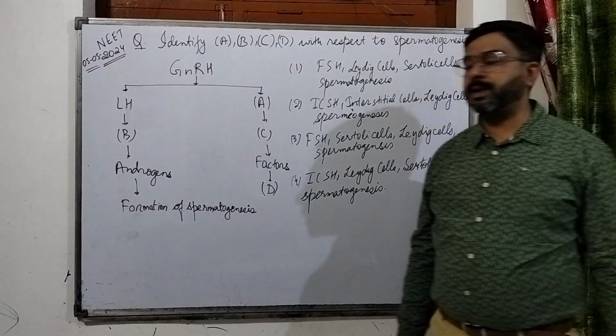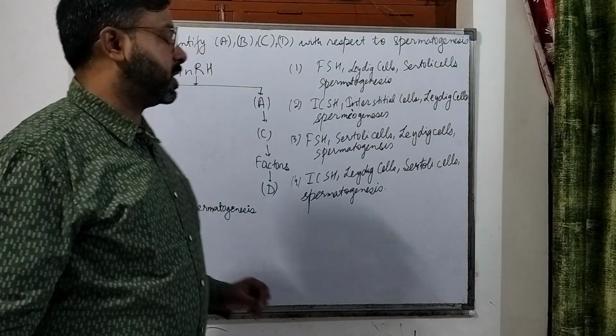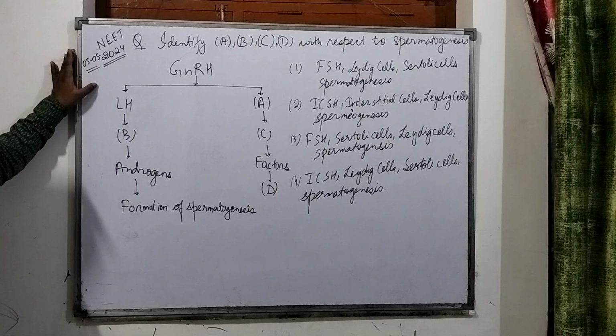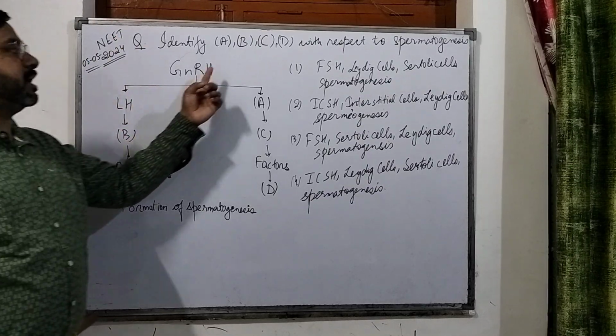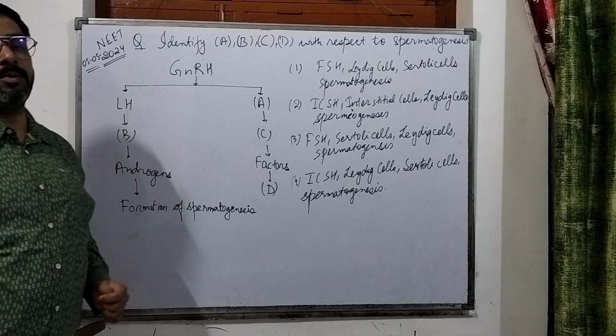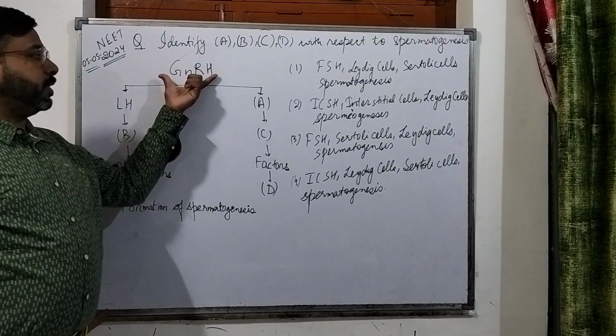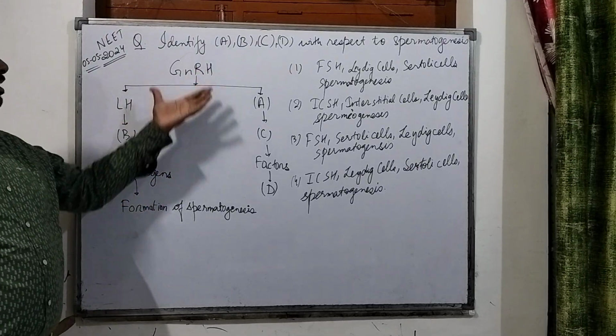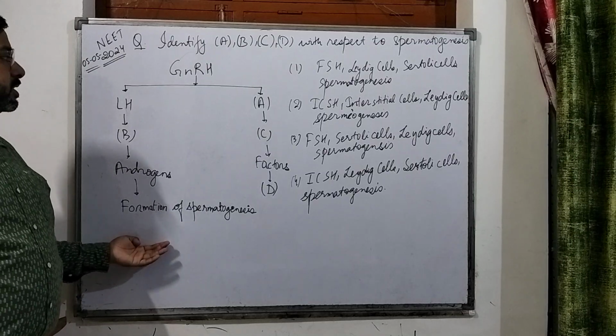Dear students, let us begin with a question in today's class, which was there in NEET 2024. The question stated: identify A, B, C, D with respect to spermatogenesis. In this question, they had given a flow chart, and let us see how to tackle this kind of question.